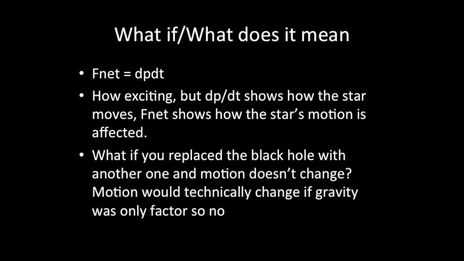What if you were to replace the black hole with another black hole with a different mass, but the motion of the star given didn't change? Would we be able to tell the different mass? Technically, if the mass was changed, the motion should change according to the forces of the black hole. And since gravity is the only force acting, we would not be able to tell.